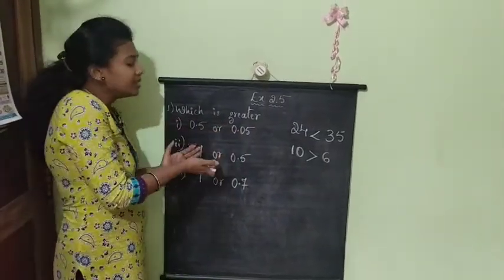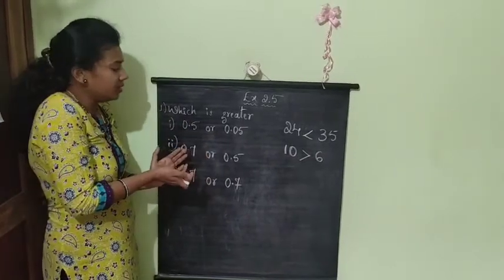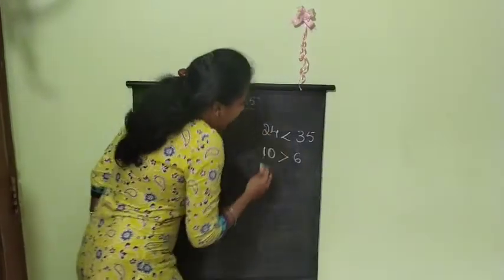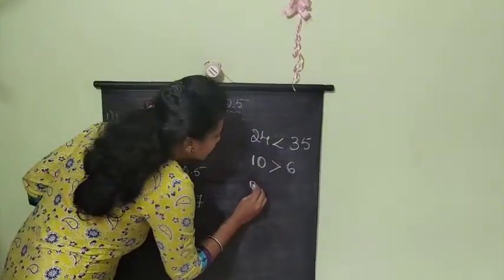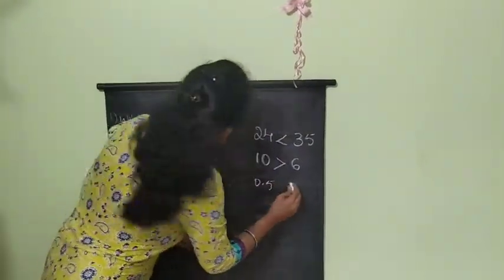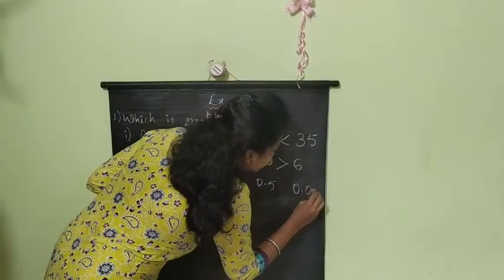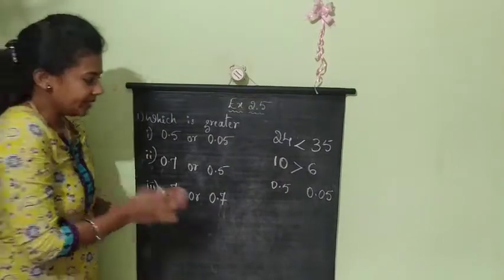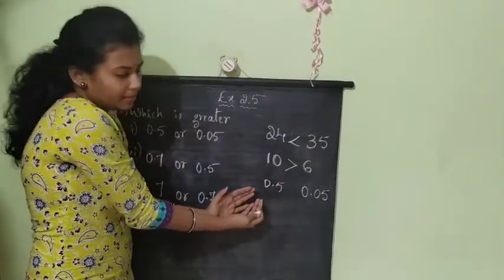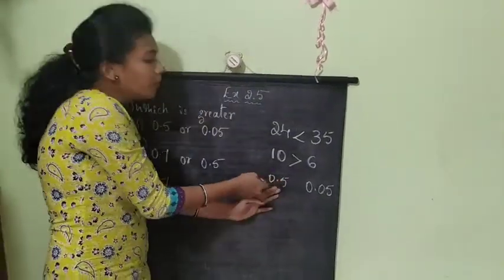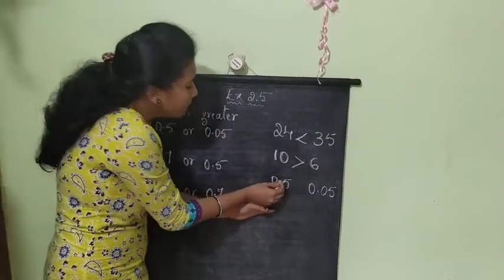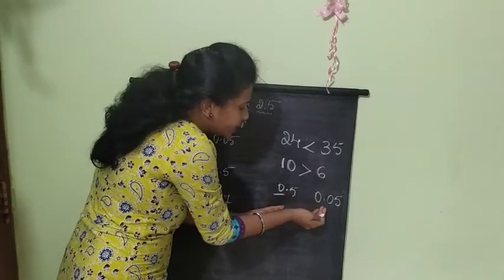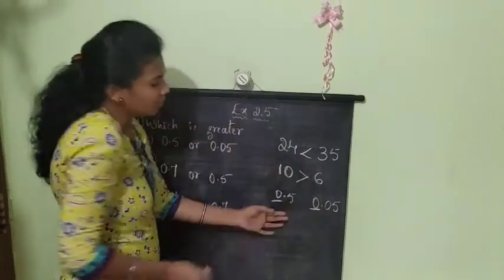So in decimals, if I ask you which is greater, you have to think, right? For that, here itself, I will take the first question, 0.5 and 0.05. For this, first you have to take the number before the decimal point, on the left. So before the point, what is the number here? It is 0. And here, before the point? It is 0. Both are same.